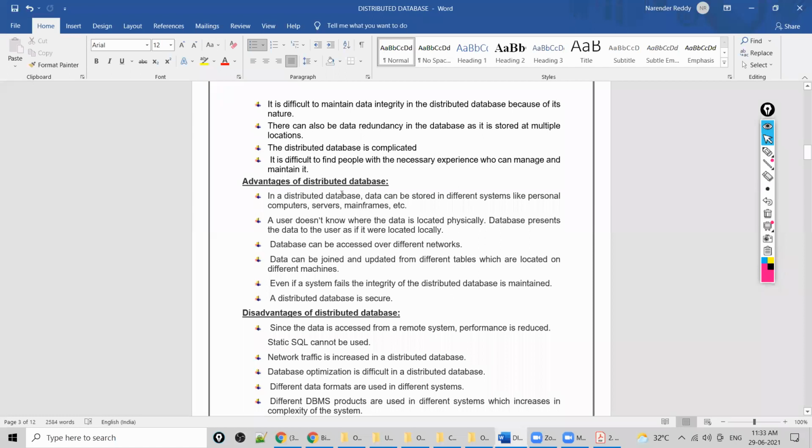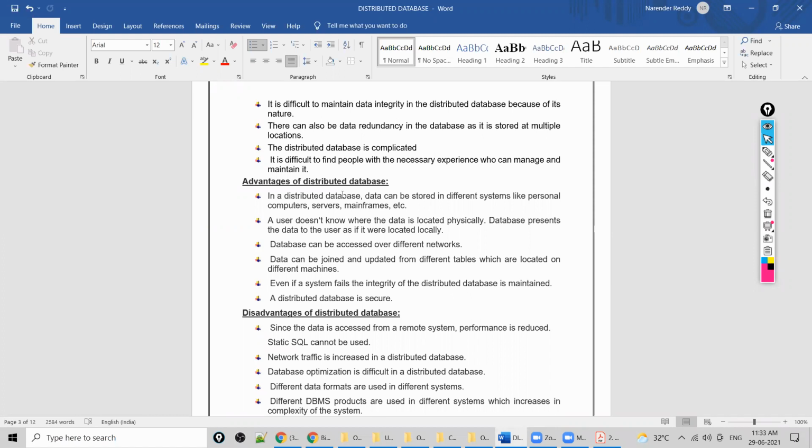In a distributed database, data can be stored in different systems like personal computers, servers, mainframes, etc.